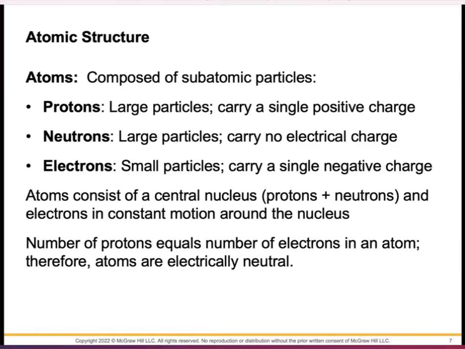So the number of positively charged protons and non-charged or neutral neutrons are going to give us the mass of the atom. And they're going to make up the central nucleus. So your protons and your neutrons are going to be the central nucleus, while our negatively charged electrons are spinning around the nucleus close to the speed of light.